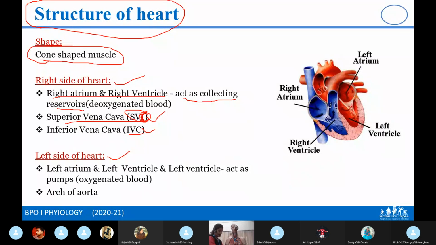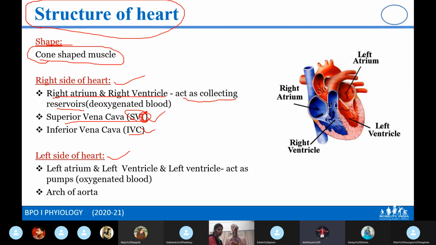So inferior vena cava from the abdomen, from the lower extremity, the blood goes to the abdomen. From the abdomen, via inferior vena cava, the blood goes to the right ventricle. Okay, goes to right ventricle. Now here, superior vena cava, from the head, from the neck, from the upper limb, the blood goes to right atrium. So these two veins give blood to right atrium. From there it goes to right ventricle.